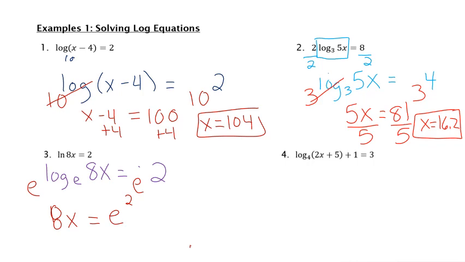And then I usually like to wait till the very end so we don't have to worry about rounding too much. So I'm going to leave it as e squared just for right now. We're going to divide by 8. And then I have x equals e to the second over 8. And then when I put that in a calculator, that's going to give us our final answer. And I'm going to do 2 decimal places, so 0.92.